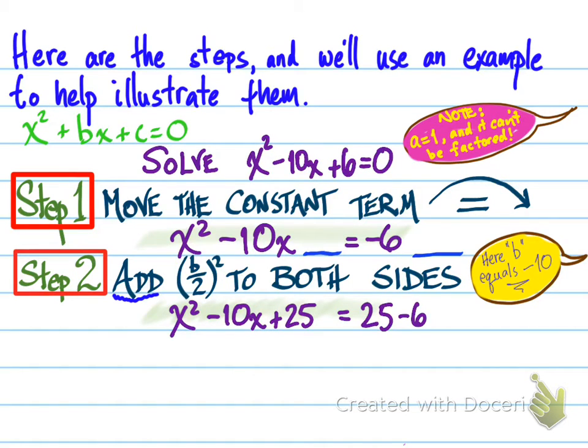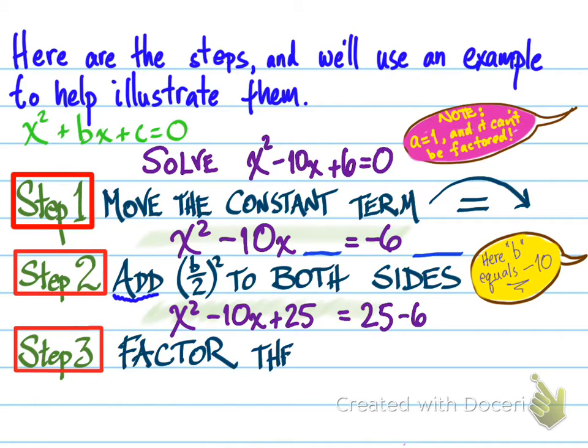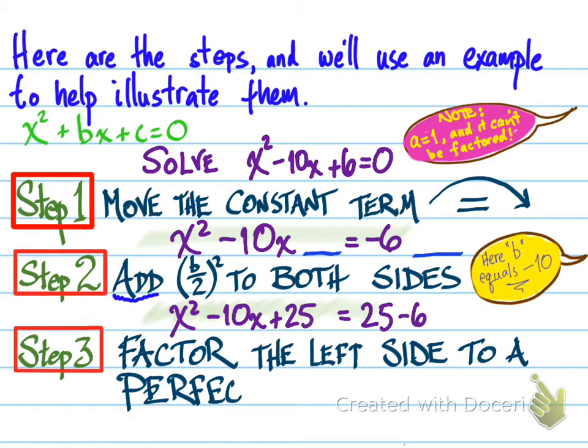That's the middle step and is one of the most important steps of the whole process. And it's not really that hard. So there we go. You see x squared minus 10x plus 25 equals, and then that 25 minus 6, we'll simplify down to 19. But now our third step is to factor the left side, factor the x squared minus 10x plus 25 into a perfect square binomial.